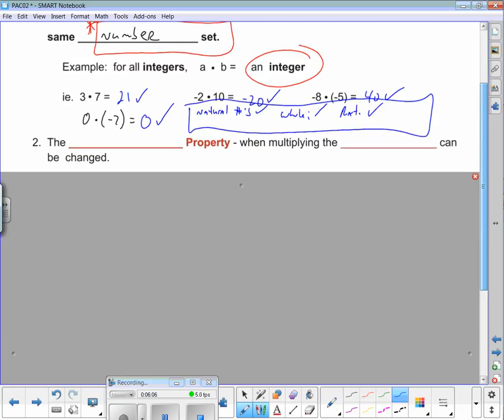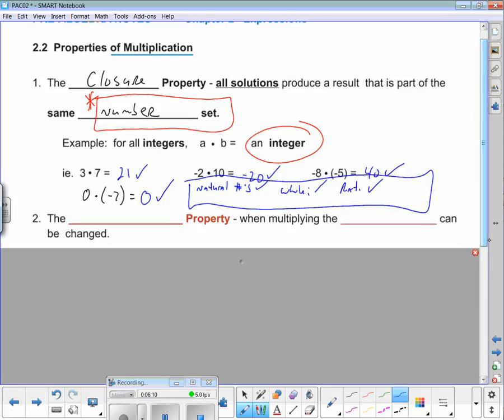Here's one I can do. Let's do this. I just thought of one that's not multiplication but will work. Let's do the integers for division. Are the integers closed for division? Meaning, whenever you take an integer and divide it by any other integer, will you always get an integer?